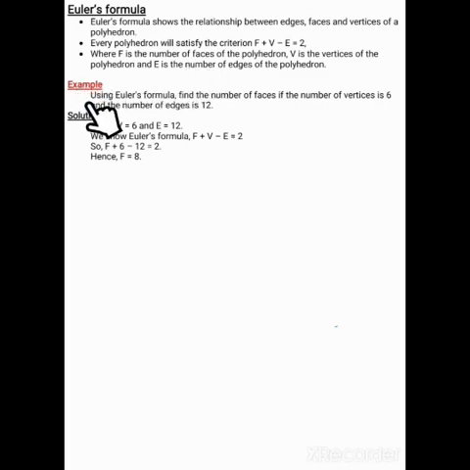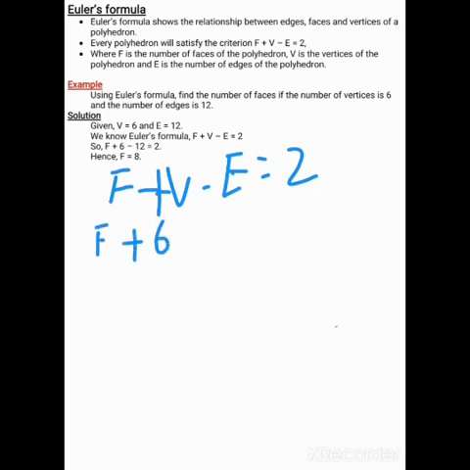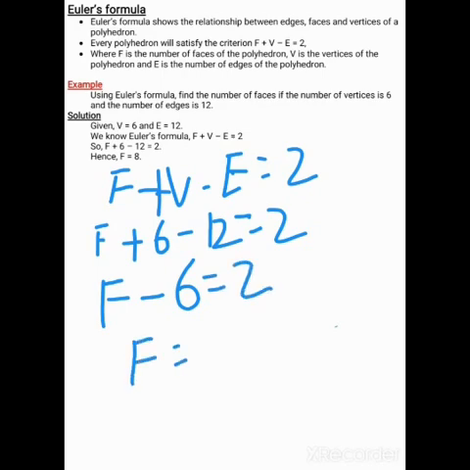Now here one example is given. Using Euler's formula, find the number of faces if the number of vertices is 6 and the number of edges is 12. So using Euler's formula, F plus V minus E equal to 2. F is not given. V equal to 6 and E equal to 12, so F plus 6 minus 12 equal to 2. Now 12 is greater than 6, so we put a minus sign: F minus 6 equal to 2. So 6 goes to that side, minus 6 becomes positive. So 2 plus 6, therefore F equal to 8. It means faces equal 8.